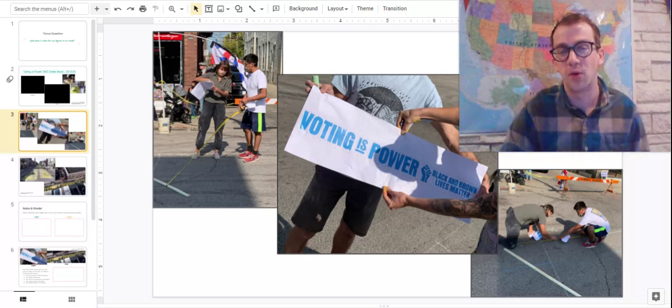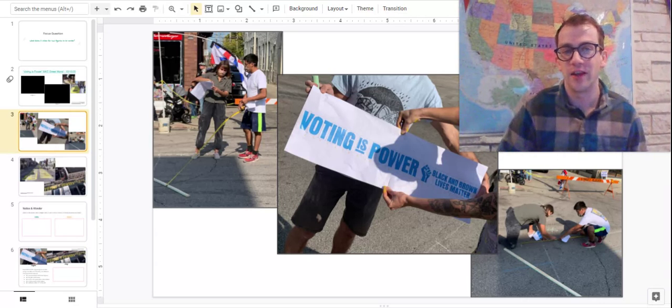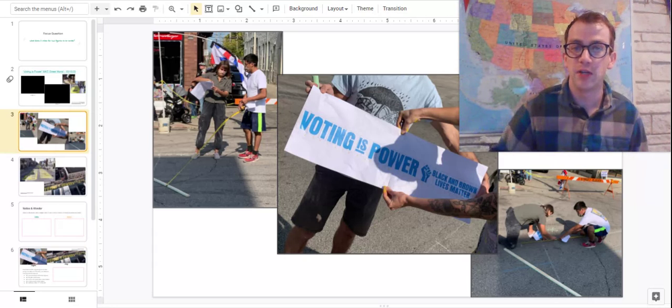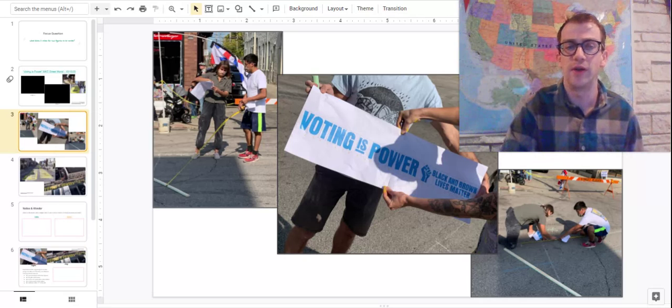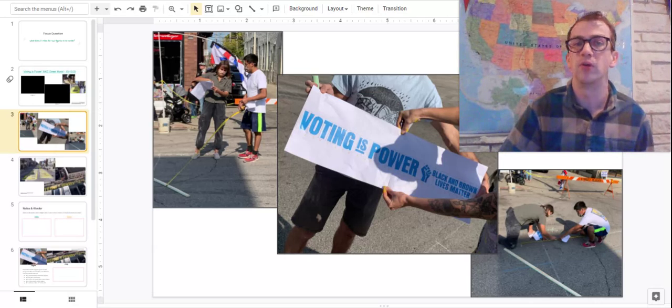So, for example, in Milwaukee, back in October of last year, a couple of artists came together and they wanted to paint a mural down Mitchell Street on the south side of Milwaukee. It was in October, right before the November 2020 presidential election. And so they were motivated to try and get more of their community members out to the polls to vote and voice their opinions.